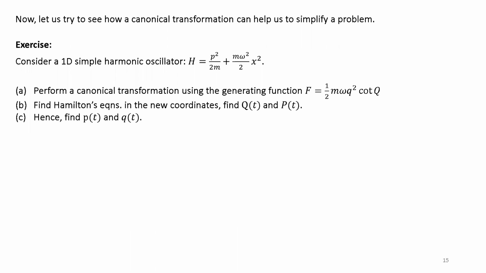Okay, so now let's get to an example where we can see that a canonical transformation can help us to somehow simplify a problem. Of course, in this example, the problem that we have is already something that is well known. We know how to solve it already. But anyway, let's just try to simplify this Hamiltonian.